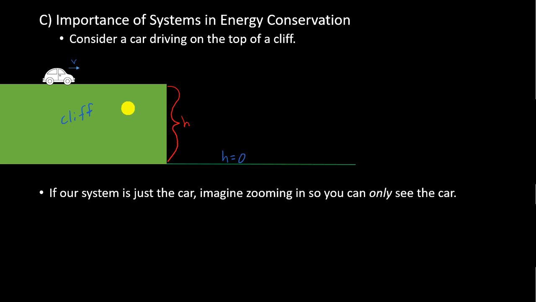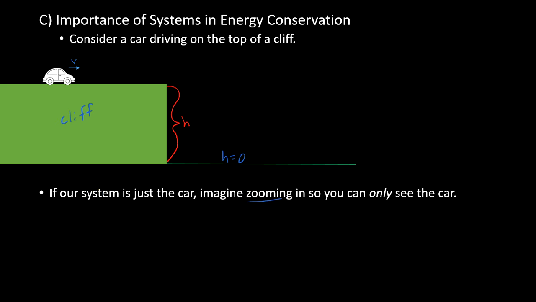Looking at this, we would say, okay, that car is moving, it has kinetic energy, and it has some height, it has gravitational potential. But we have to be clear on what our system is. All right, look at this bullet point here. If our system is just the car, that means all we're looking at is the car.